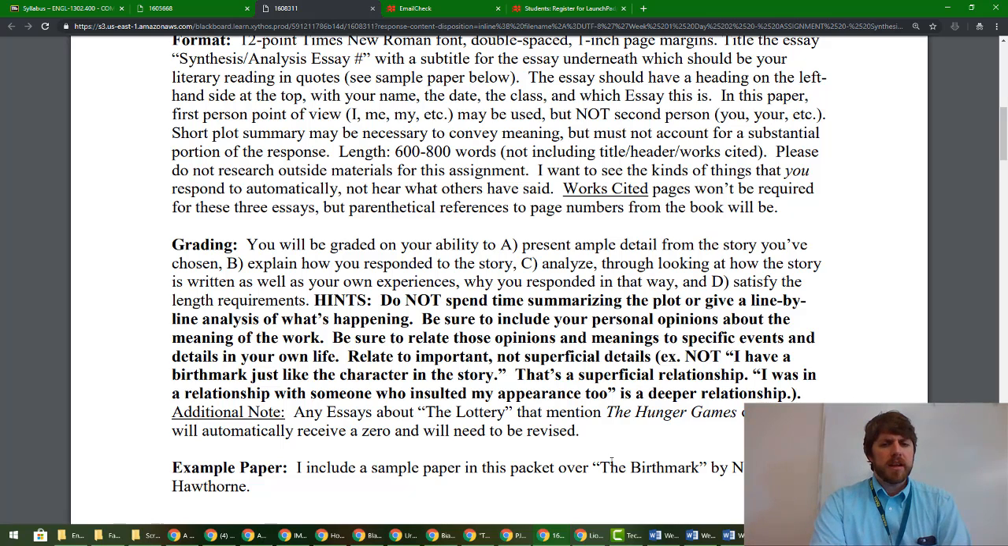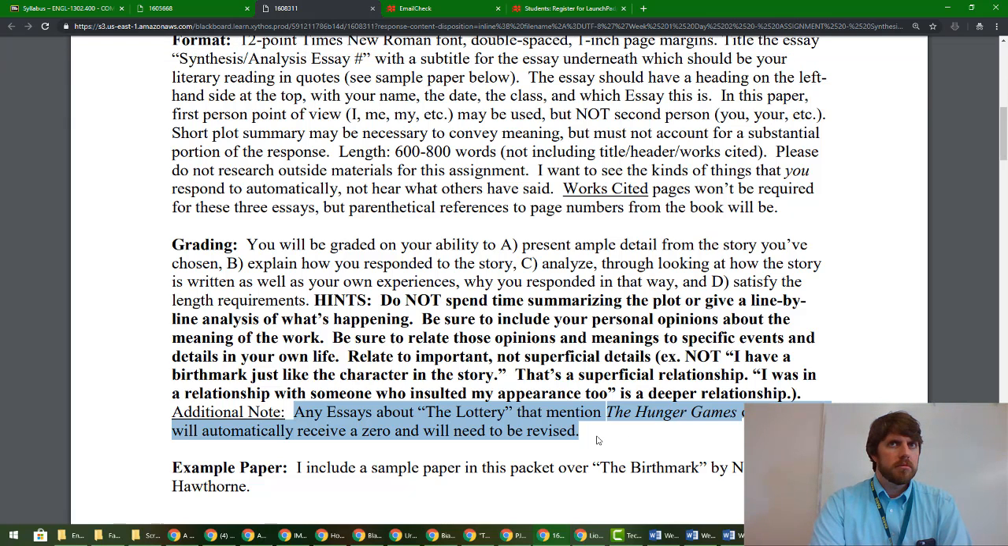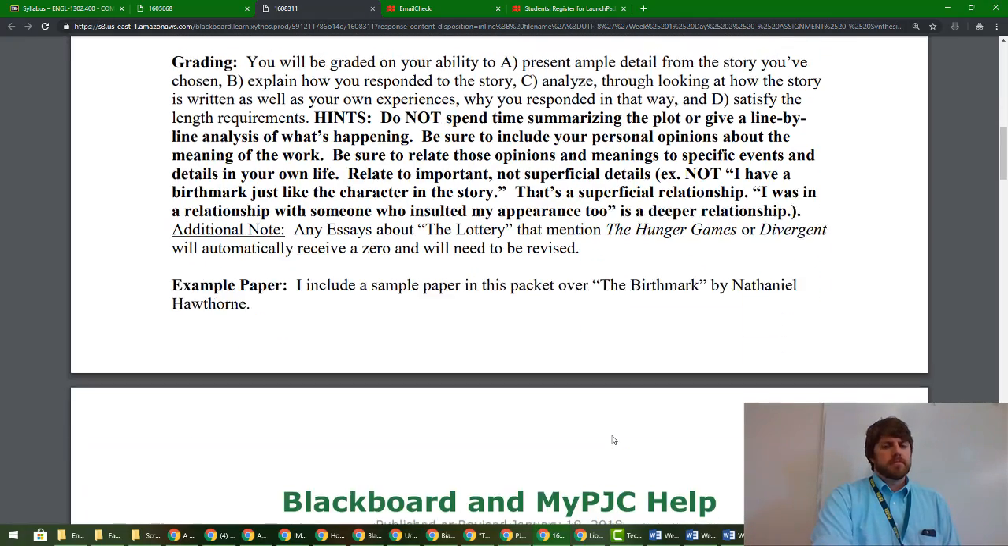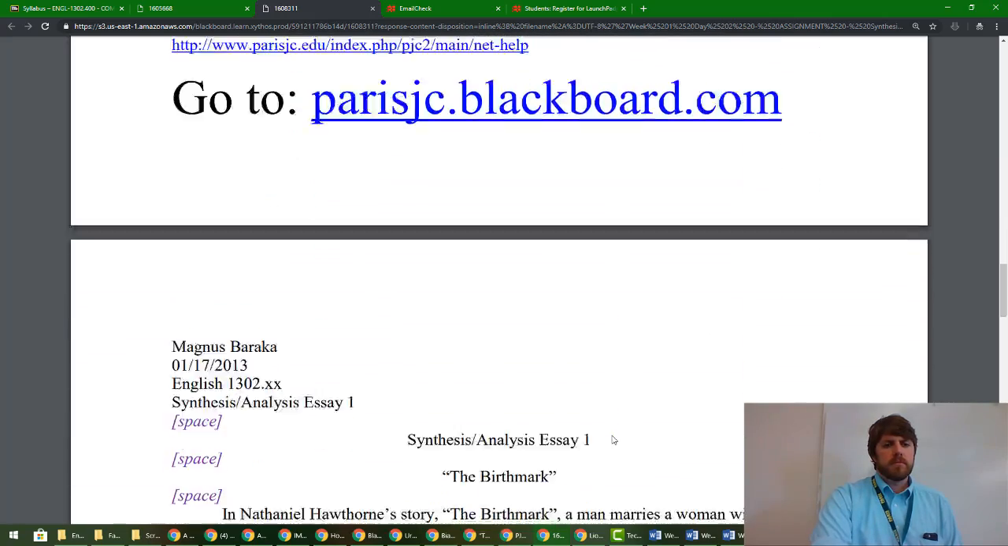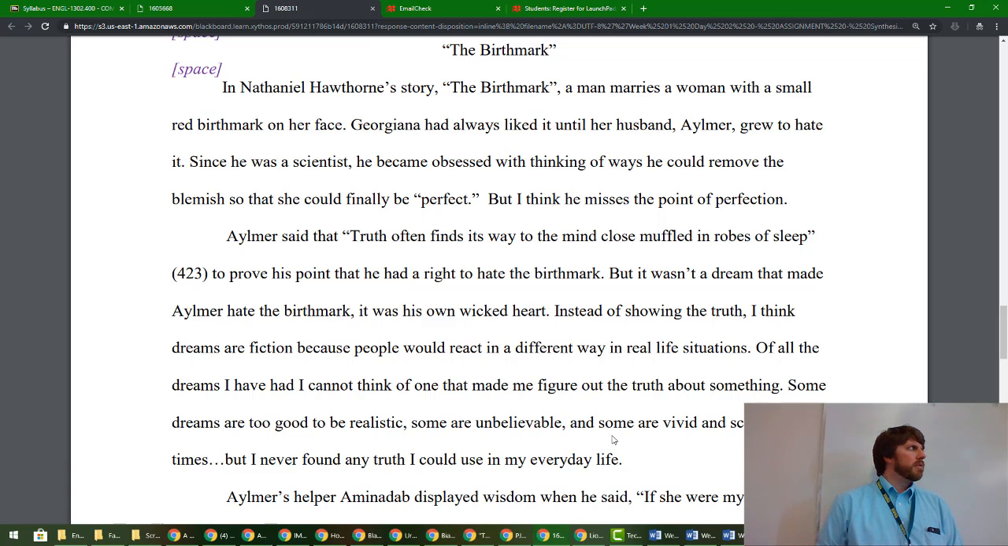Did I mention that if anybody writes an essay on the lottery, and you mention the Hunger Games or Divergent, you'll automatically get a 0? Yeah. I think you skimmed over this. I skimmed over this part? Okay, cool. I remember a decent amount of this. Yeah, you were about to get on the actual thing. But you never made it that far. We'll see if we've heard this paragraph before.